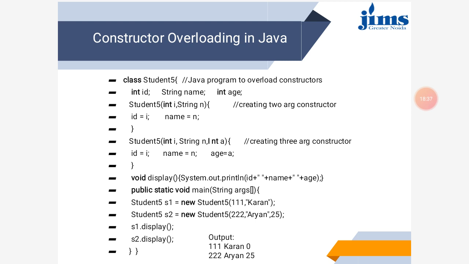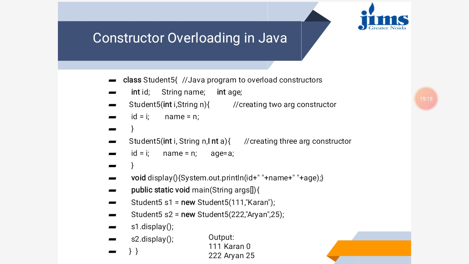And in creating s2 argument, we are passing three values. So first object creation will call constructor which has two parameters, and s2 will call the constructor which has three parameters. And when we call display method, then first object will show 111 Karan and 0, and second one is called 222 Aryan 25. Why there is 0 and why there is 25?